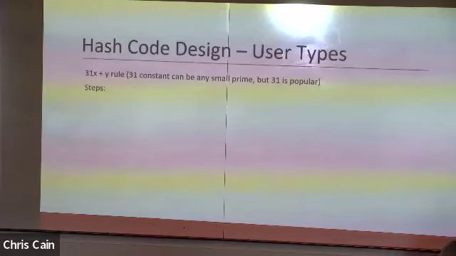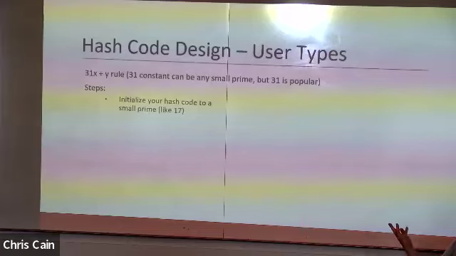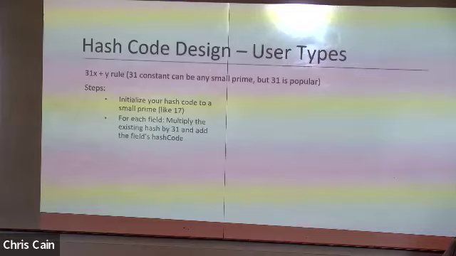So what are you going to do? Just like we broke a string down into its individual characters, we're going to break an object down into its individual fields. So you're going to initialize your hash code to a small prime. Start it out at any value of a small prime. 17 works, any other small prime works as well. For every field in your object, you're going to multiply the existing hash by 31 and add that field's hash code. So if the field is a string, you will calculate the hash code of that field and then add that on.